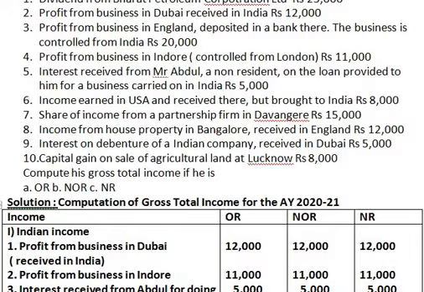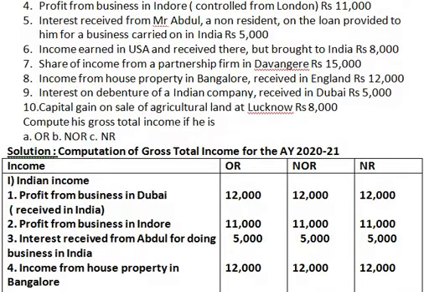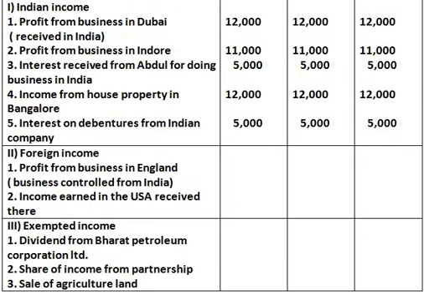Therefore, in the foreign income column, we take this third point, that is profit from business in England deposited in a bank there. As it is earned and received there, it is foreign income, but as it is controlled from India, it is taxable to ordinary as well as not ordinary resident. Therefore, here we take amounts for ordinary as well as not ordinary resident, and it amounts to rupees 20,000. So you are taking 20,000 in the relevant columns.